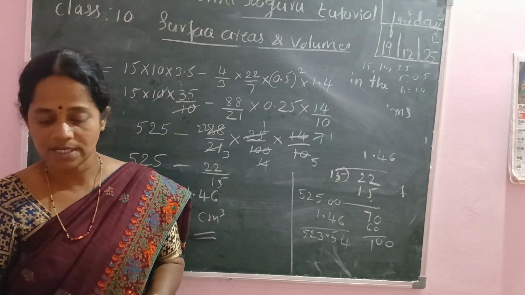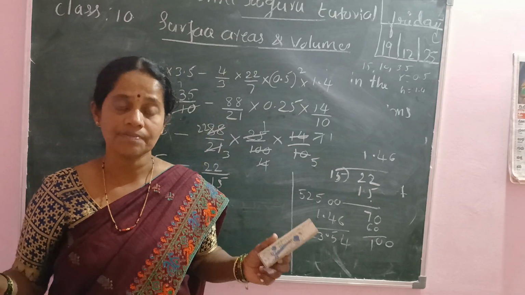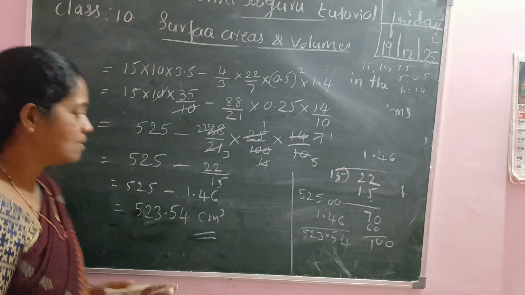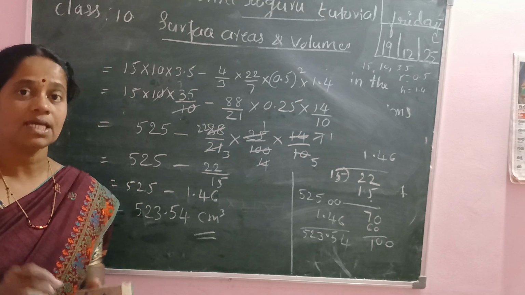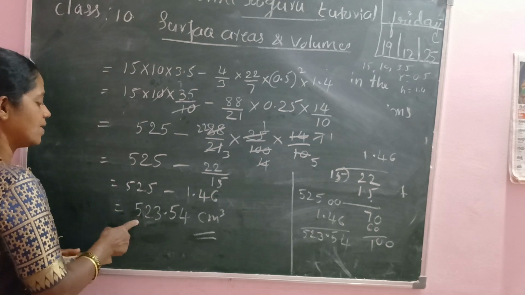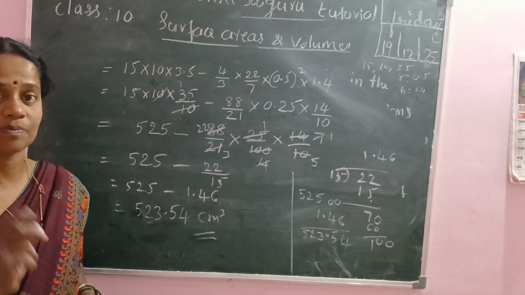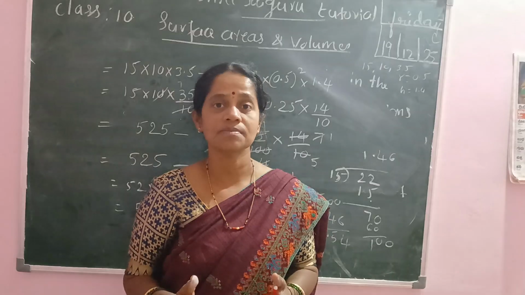What is the question given? Find the volume of the wood used in the entire stand. The volume needed to make the wooden stand is 523.54 centimeter cube. Okay, so please do practice.